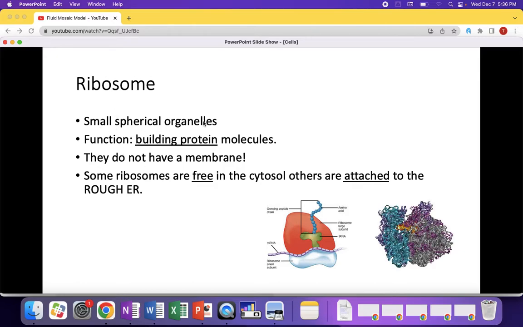Ribosomes are small spherical organelles. Their function is building protein molecules. They do not have a membrane. So even though on our pictures they often look like they're little circles, they're little globs. They don't really have anything that contains them. Okay? Some ribosomes are free in the cytosol while others are attached to the ER, the rough ER.